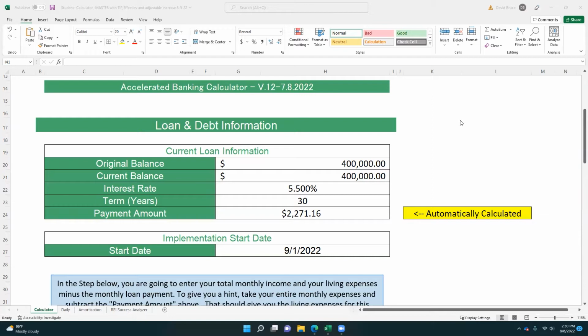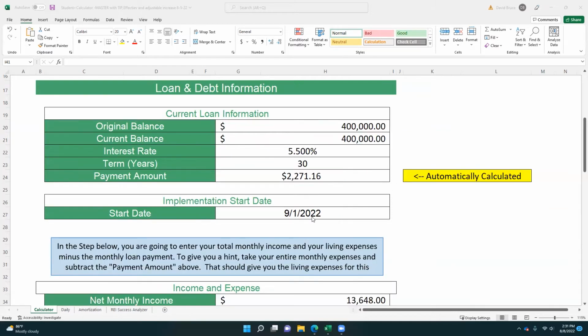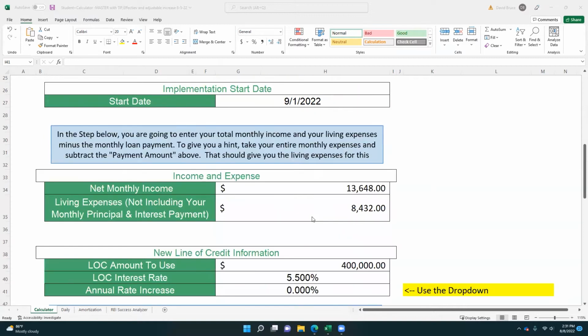What this is going to show us is a purchase scenario. We're assuming that we're financing $400,000. I'm using an interest rate of 5.5%, which is at today's market rates as I'm doing this video, on a 30-year term. And you notice it automatically calculates the principal and interest payment of $2,271.16.